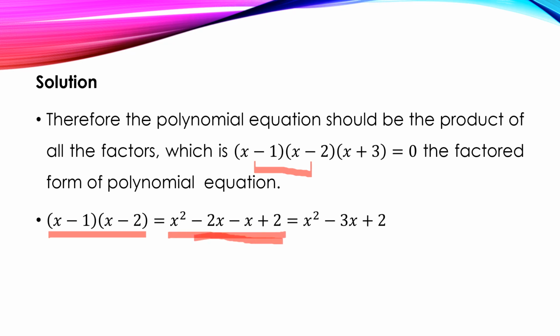So, paano natin nakuha yan? So, x times x is x squared. So, pakita lang natin, isa-isa. Okay? So, you have x times x is x squared. And then, x times negative 2 is negative 2x. And then, negative 1 times x is negative x. And negative 1 times negative 2 is positive 2.